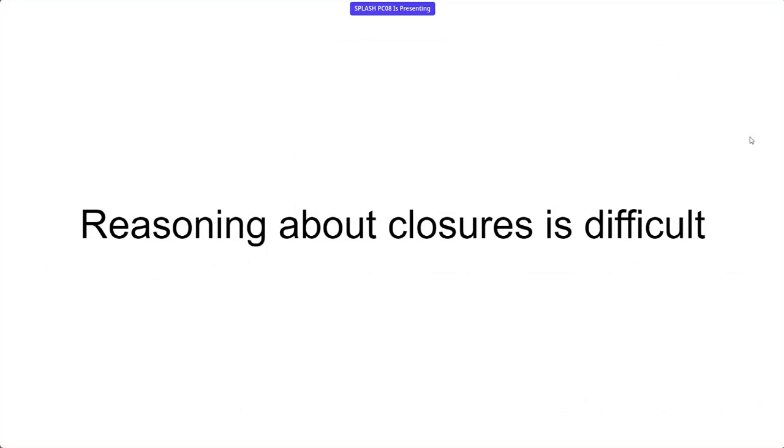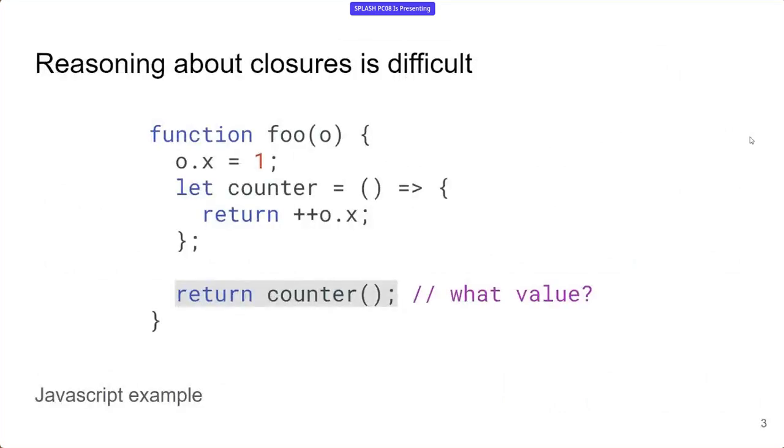And to convince you, let me show you an example in everybody's favorite language, JavaScript. So here we have some function foo. It takes an object O, we assign 1 to this field X, and then we create this closure counter. So this is a function which is a closure because it captures the environment from the outer function. Notice that O is not a formal argument here. And what it does, it increases the value of this field and returns the new value. And so in this case, it should be pretty obvious that this call counter here will return 2, because it incremented 1 and then returned it.